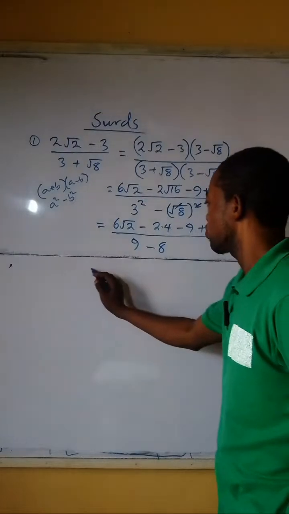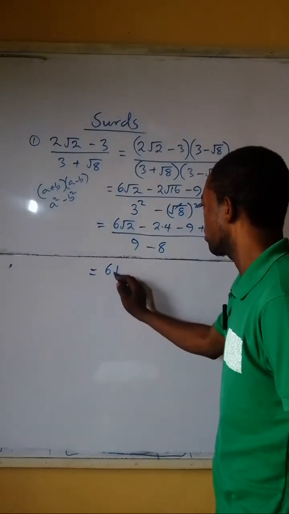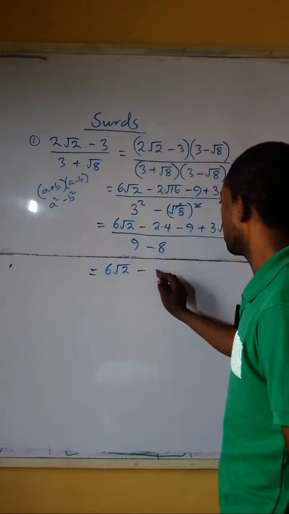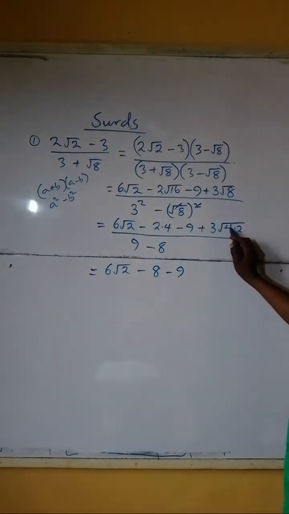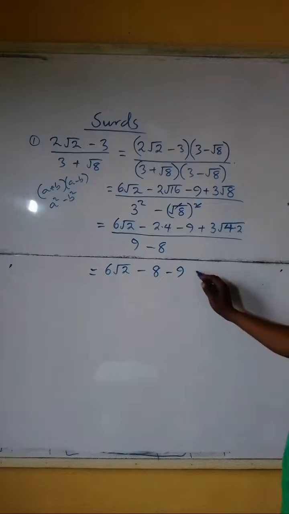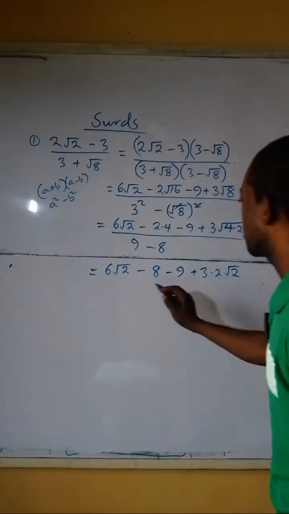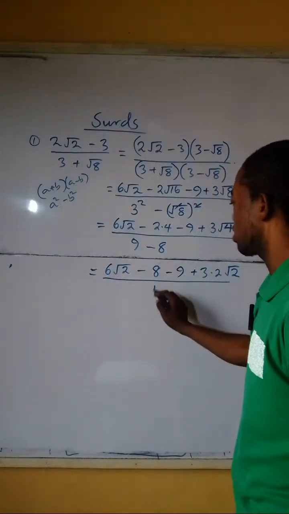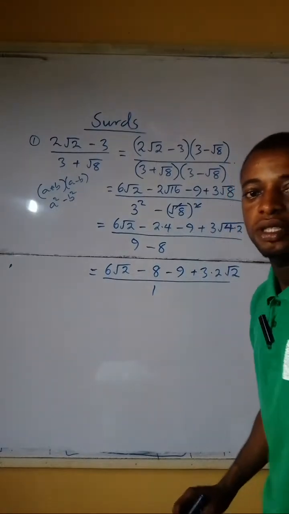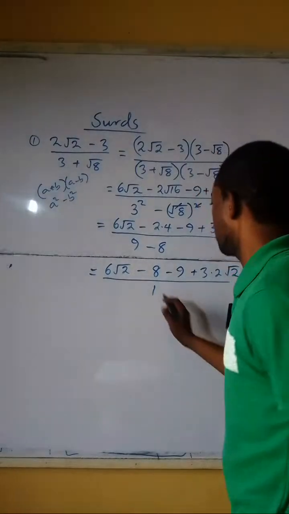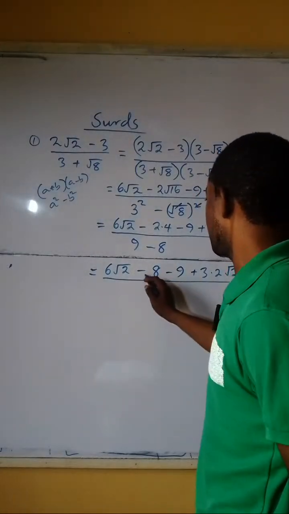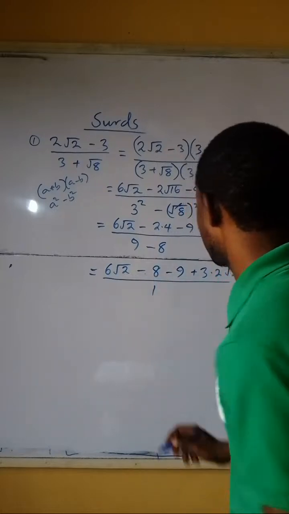Then when we simplify this further, we have 6 root 2 now, minus 2 times 4 here, that's 8. Then minus 9. Then here, we can bring root 4 out, and root 4 is 2. That will be plus 3 times 2, then remaining root 2 here, which is divided by 9 minus 8 here, that's 1. From what we have now, we can add this minus 8 minus 9, that gives us minus 17.